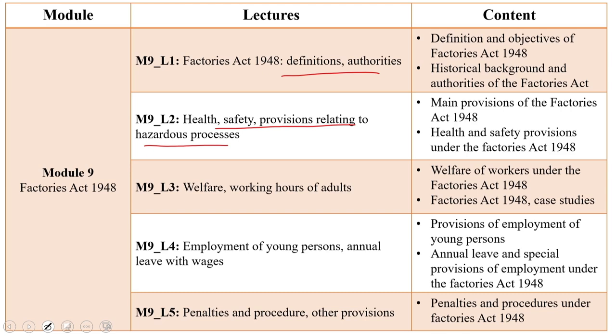And in the third lecture, we looked into the welfare and working hours for adults, specifically with respect to the Act. We looked into significant amendments also. And we looked into significant welfare measures also with respect to the amendments. So all different facilities, like the facilities for sitting, first aid appliances, canteens, shelters, restrooms, lunch rooms, creche, welfare officers, all these aspects, even including working hours provisions under the Factories Act.